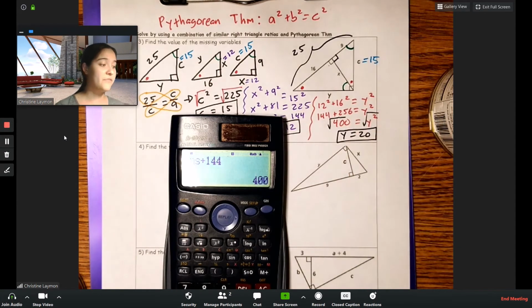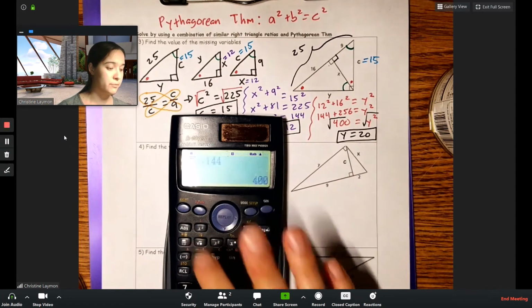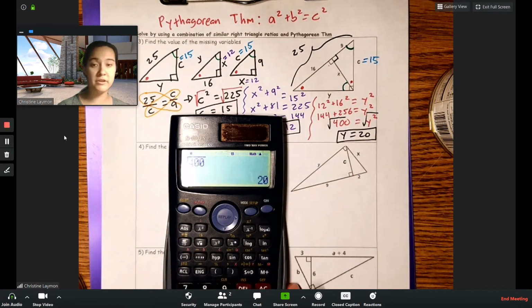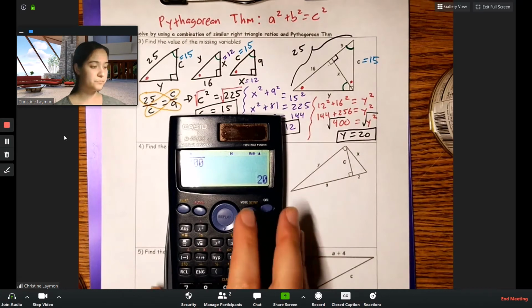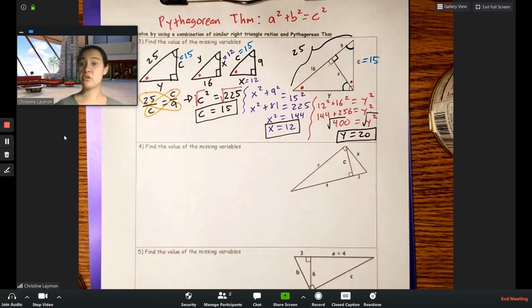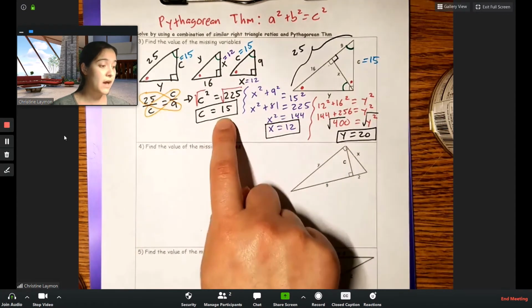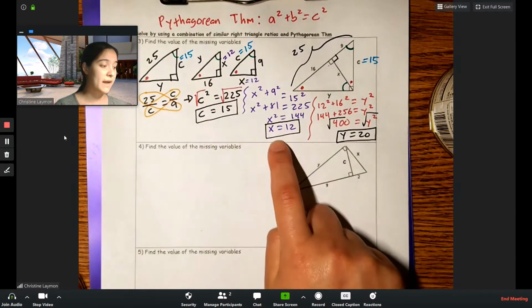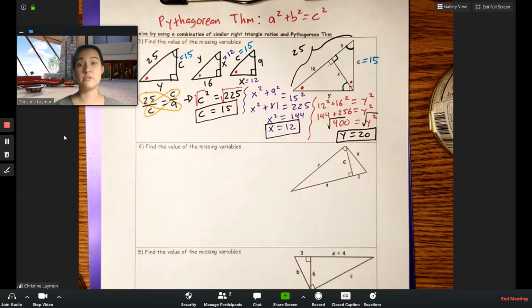So we have now found all of the missing values. And again, to prove it to you, square root of 400 is 20. So if you wanted to check your work, you could use Pythagorean theorem on each of the triangles and make sure they all worked, basically. You found the value of c to be 15, x to be 12, and y to be 20. We're going to go ahead and try this now for the next question.